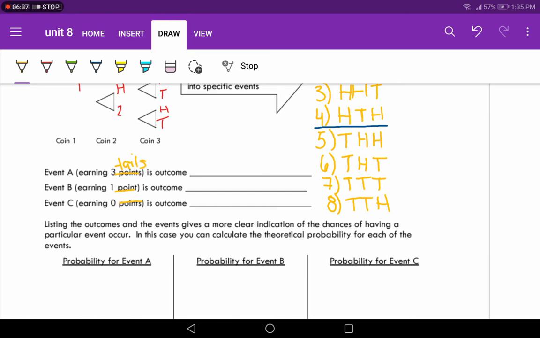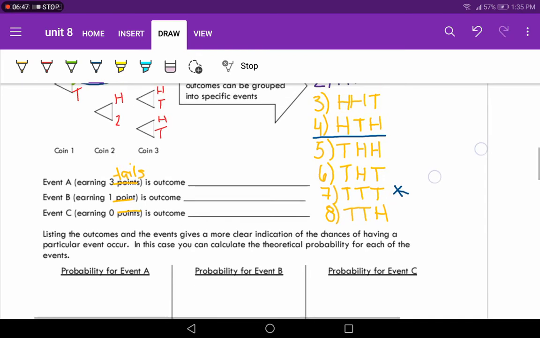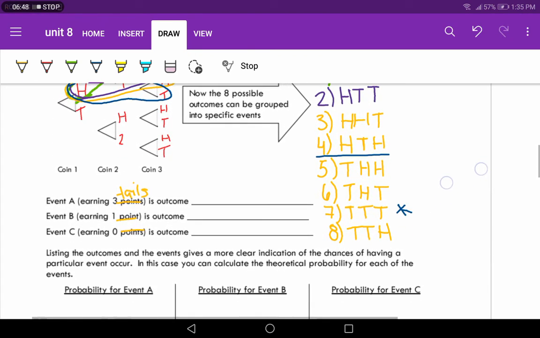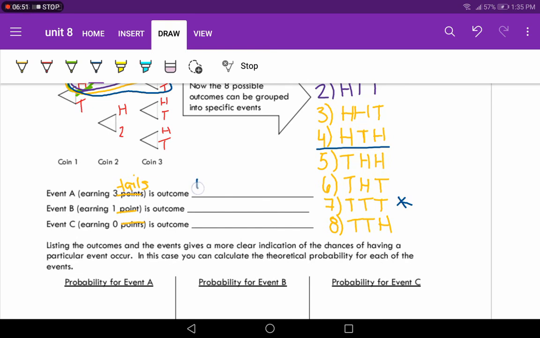Okay, so event A, earning 3 tails. We can see that that is only going to occur here, right? If we look through those, that only occurs once. So number 7 occurs once.